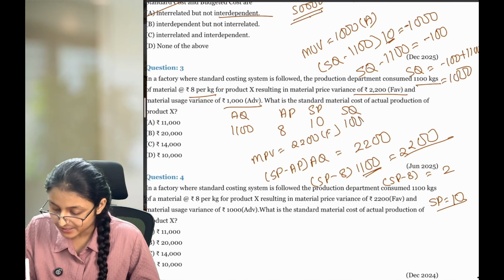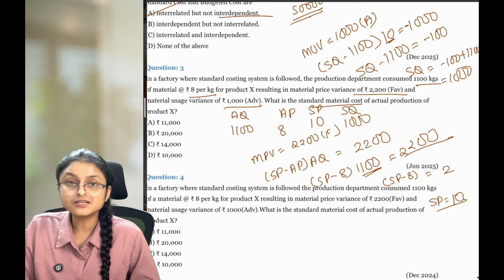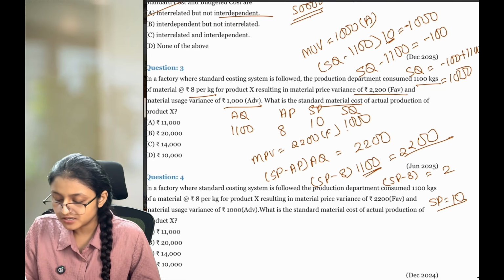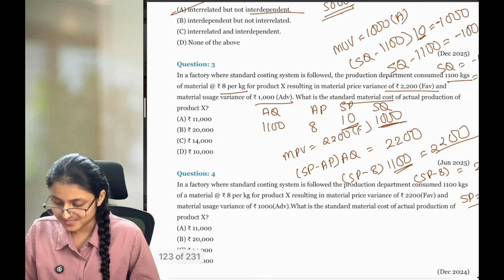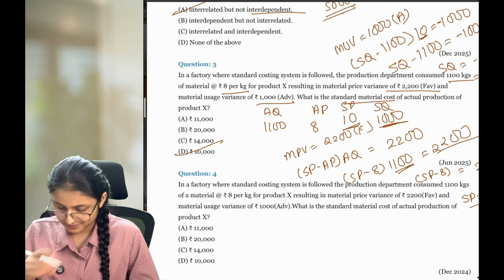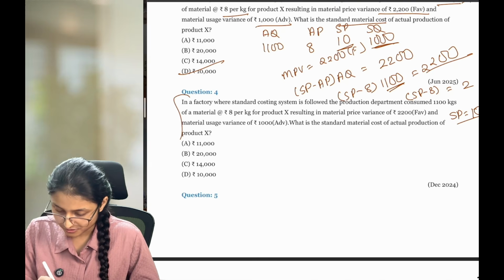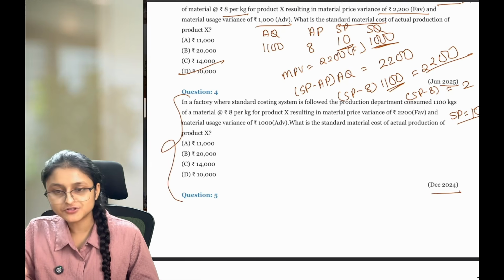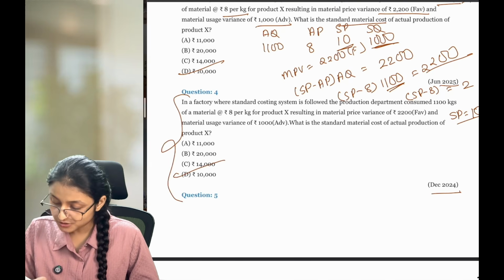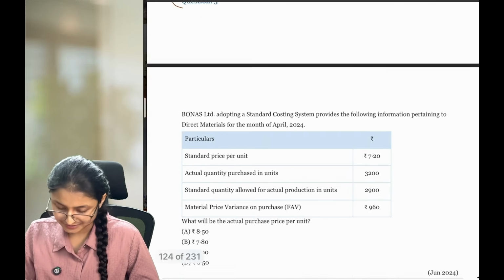Okay. What to calculate in this question? You need to calculate standard material cost of actual production. So standard material cost is standard quantity multiplied by standard price. So 1000 into 10 will give you 10,000. Done. Next. The exact same question is there here also. So in June 25 and December 24, they asked the exact same question and the values are also same. Hence 10,000 is the correct answer here.